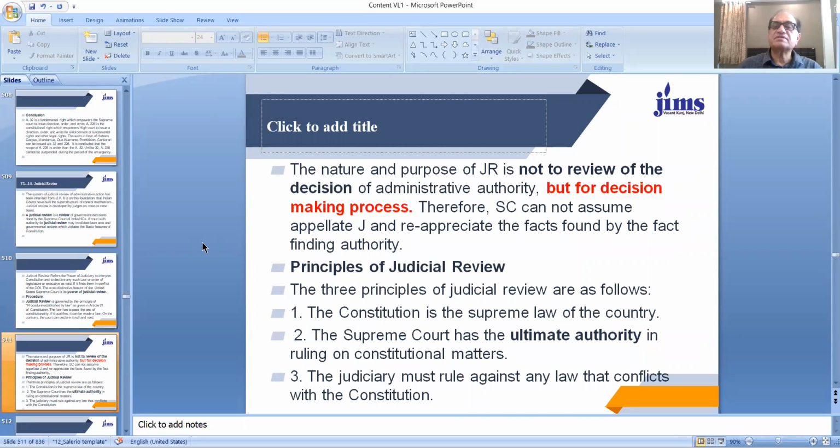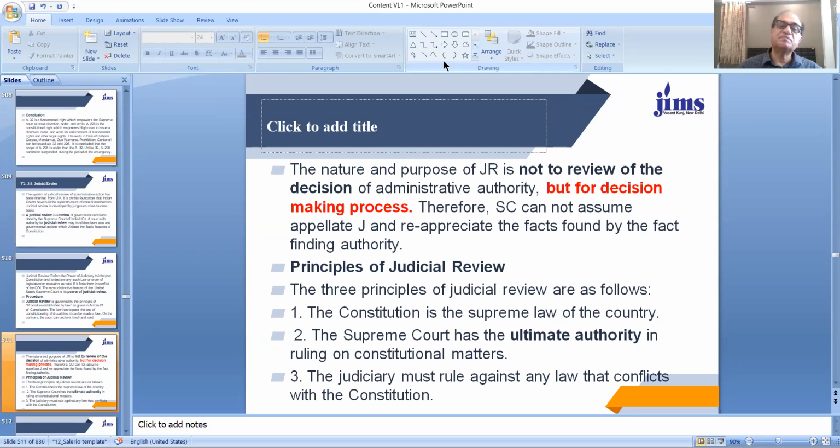The nature and purpose of judicial review, dear students, is not to review the decision of administrative authority, but rather it is for decision-making process which is to be reviewed. Therefore, Supreme Court cannot assume appellate jurisdiction and reappreciate the facts found by the fact-finding authority. This is not to be done in judicial review.